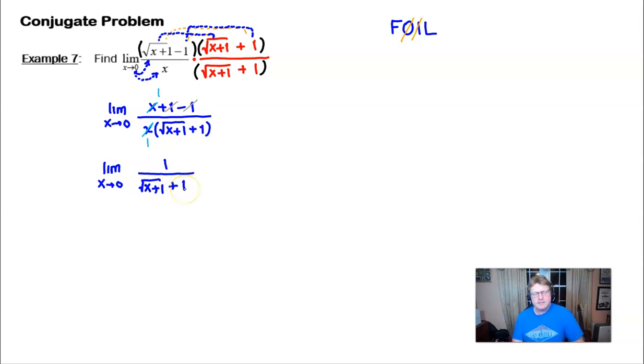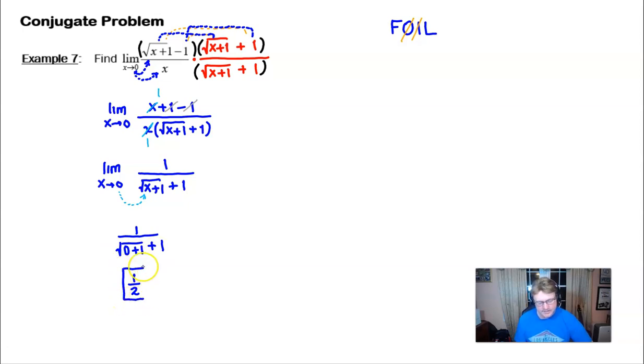And now let's give it another shot. What do you say? Let's see, can we plug that 0 in for the x? And we certainly can. We're going to get 1 over, and you probably don't have to write this step out because you probably see what's going to happen here. But you get the square root of 1, which is 1, plus 1, which is another 1, 2 altogether. And so that means that your final limit is 1/2.